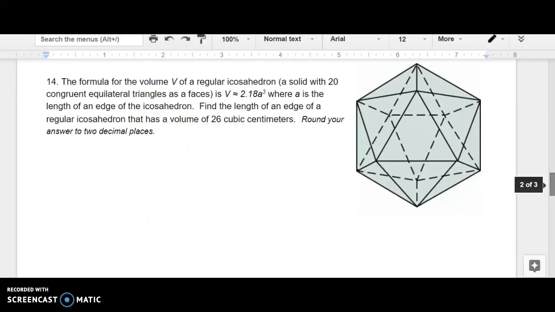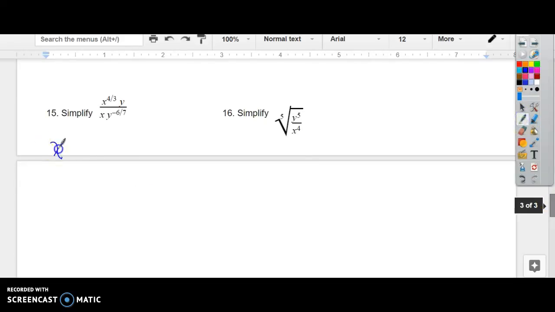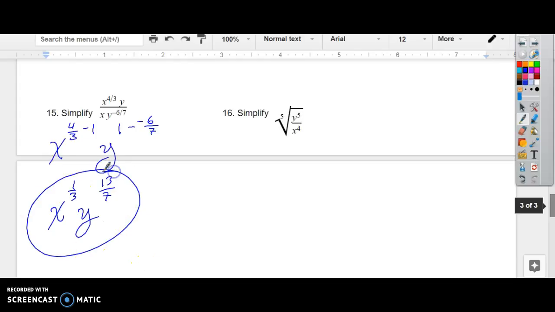Last two in 15, 16. Just to finish up. This is subtraction. The x on top is larger, so I'll take 4/3 minus 1. The y on top is larger, so I'll do 1 minus a negative 6/7. So this is x to the 1/3, and this will be 13/7 when I add those.